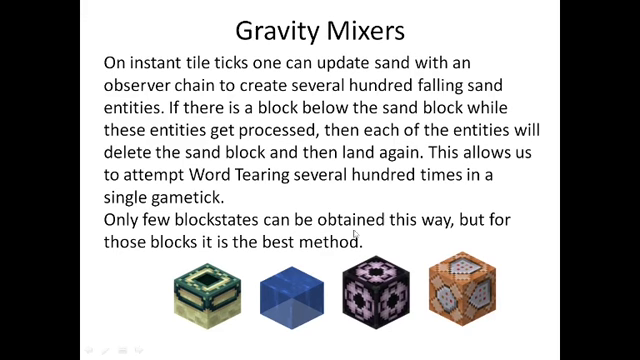So there are not many blocks which can get obtained with gravity mixers, but for those blocks it's basically the best way. So you can get anvils and water combined will give you command blocks. If you combine concrete powder with fire, you can get the structure blocks. If you combine anvils with lava, you can get the water blocks in the Nether, and also if you combine dragon eggs with air, you can get end portal frames. And for these blocks, this is the fastest method.